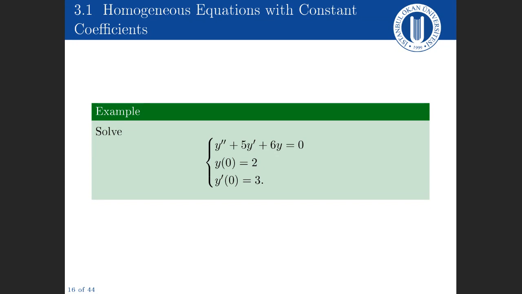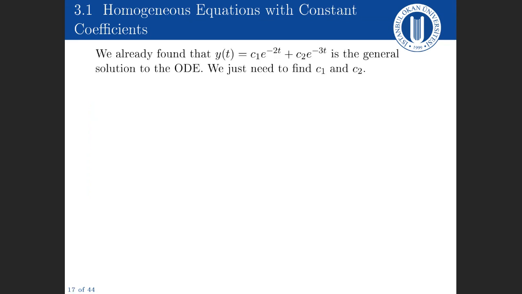Now let's do an initial value problem using the same equation. Same differential equation with the initial conditions y of 0 is 2, y prime of 0 is equal to 3. We know the general solution to the differential equation. We just need to find the constants C1 and C2.